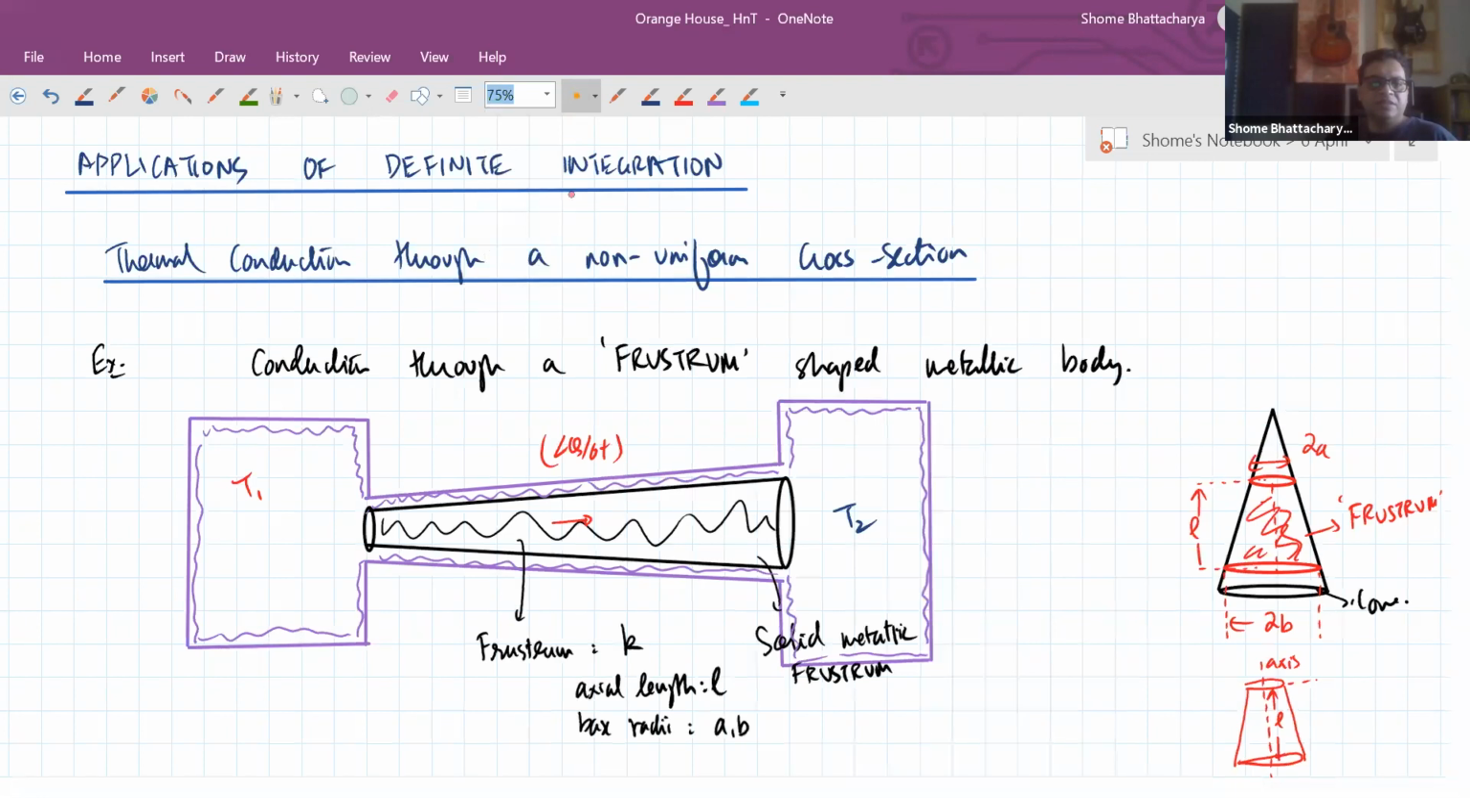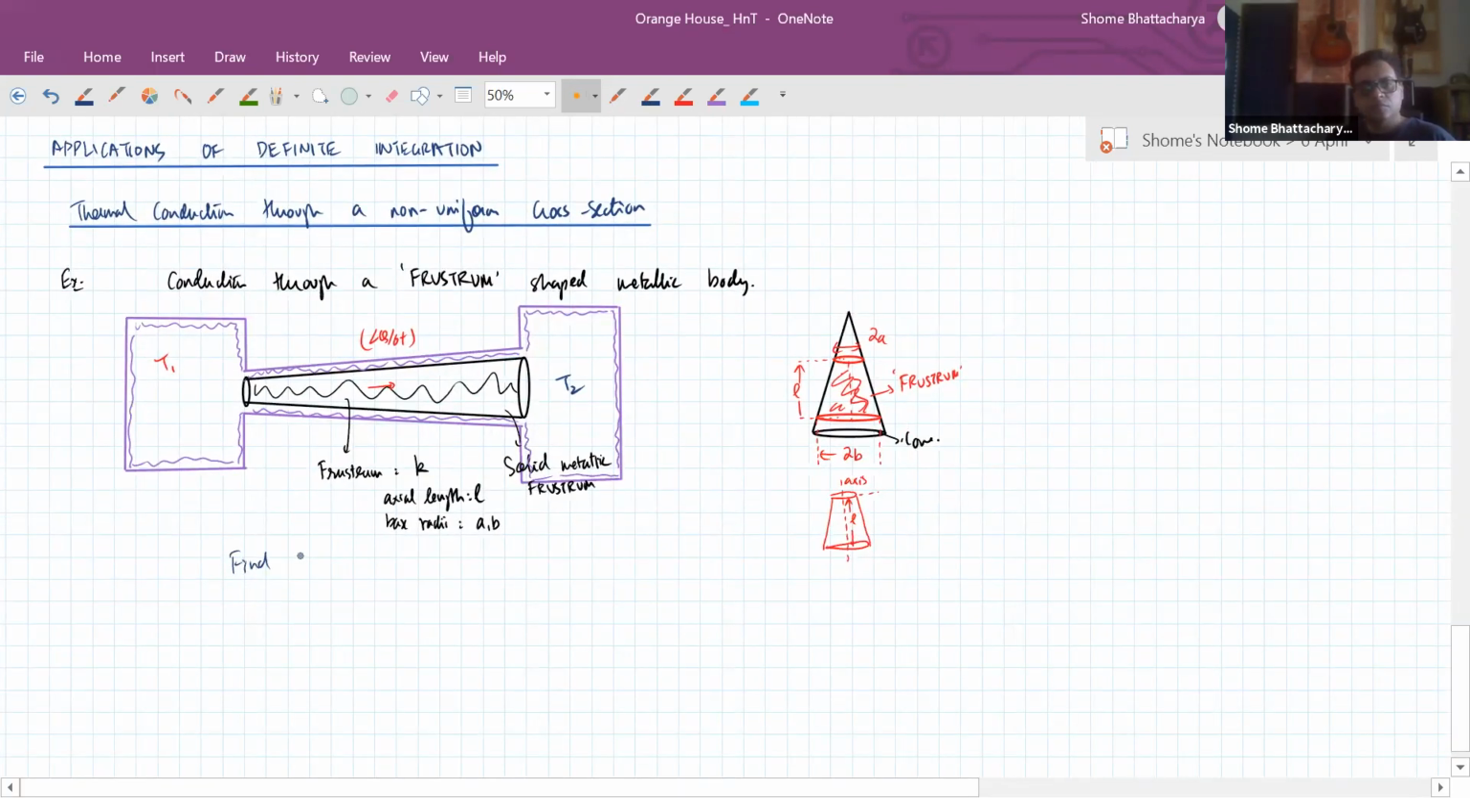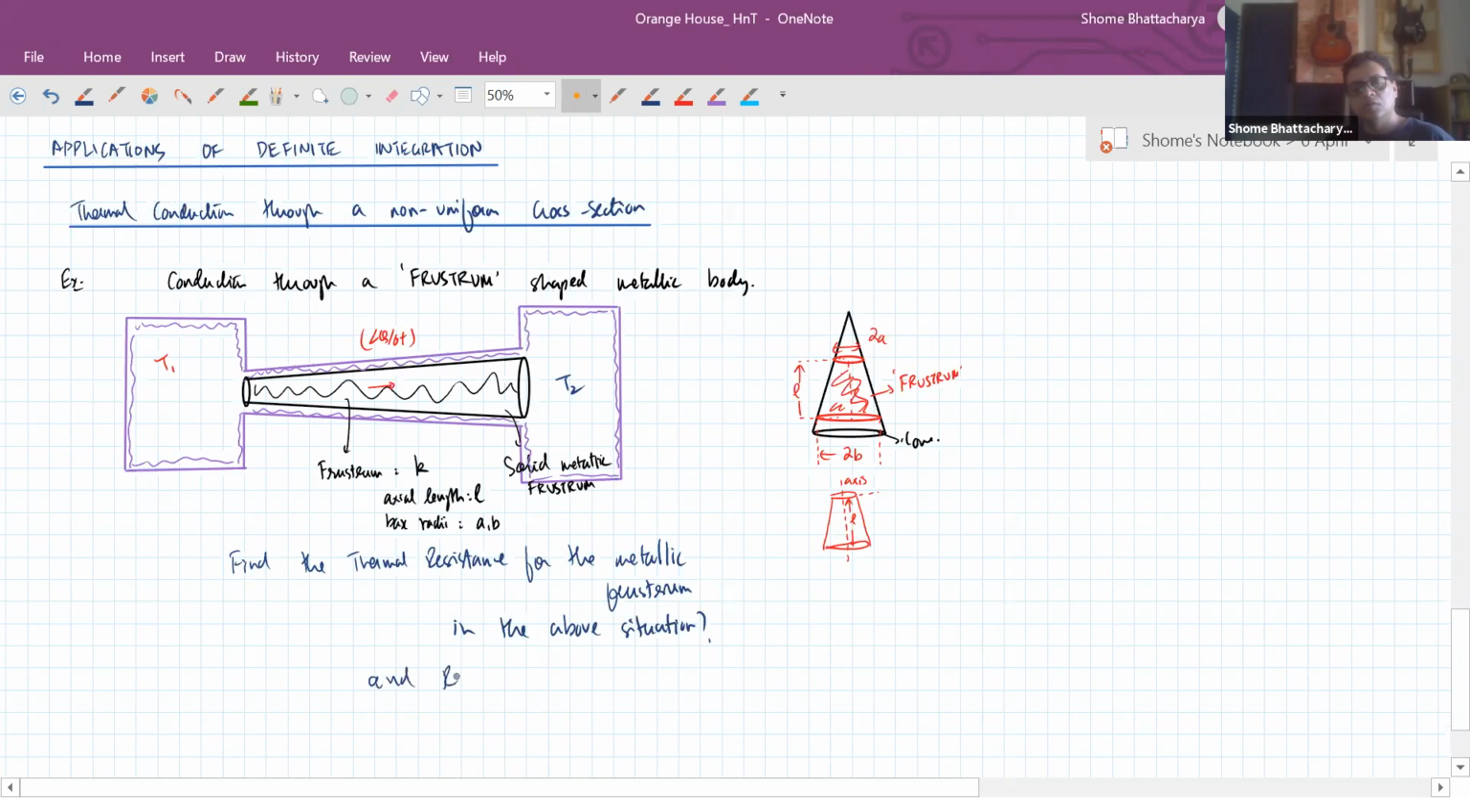So we want to find the thermal resistance for the metallic frustum in the above situation. And we want to find the heat current at steady state, assuming that T1 is greater than T2, of course. So just take down the question first, we'll discuss next.